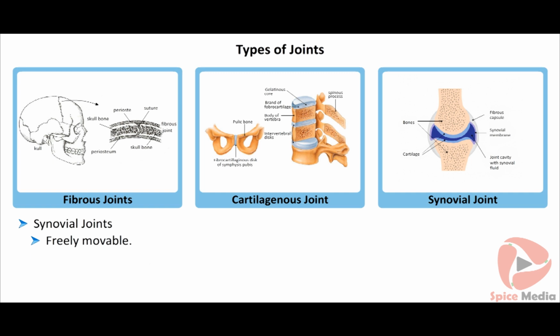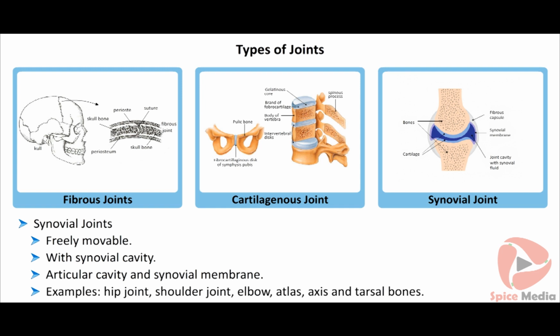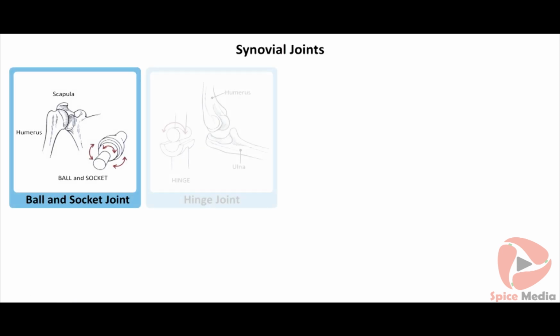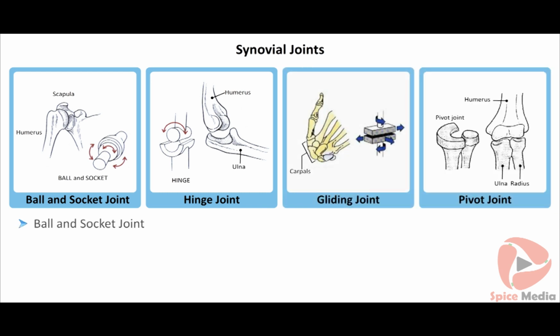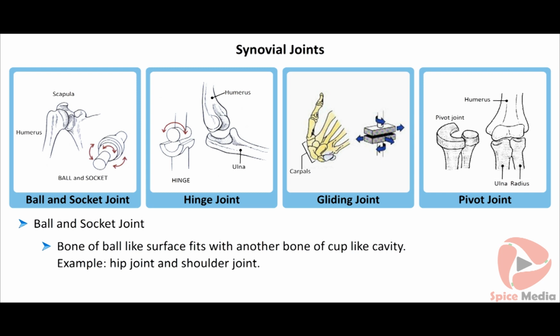In cartilaginous joints, bones are held together by cartilage and there is no synovial cavity. Examples of cartilaginous joints are the earlobe, tip of nose and sternum. In synovial joints, bones are freely movable with the presence of synovial cavity, articular cavity and synovial membrane. Examples include hip joint, shoulder joint, elbow, atlas and axis and tarsal bones.